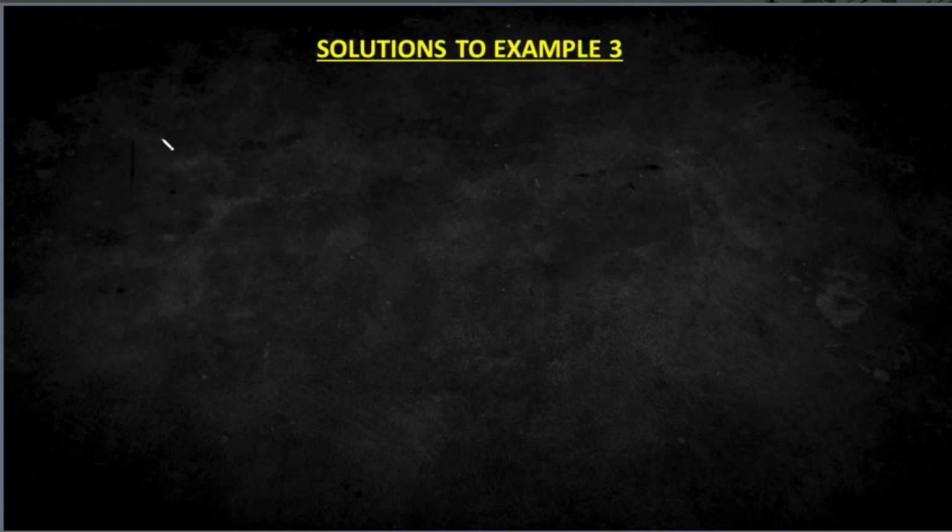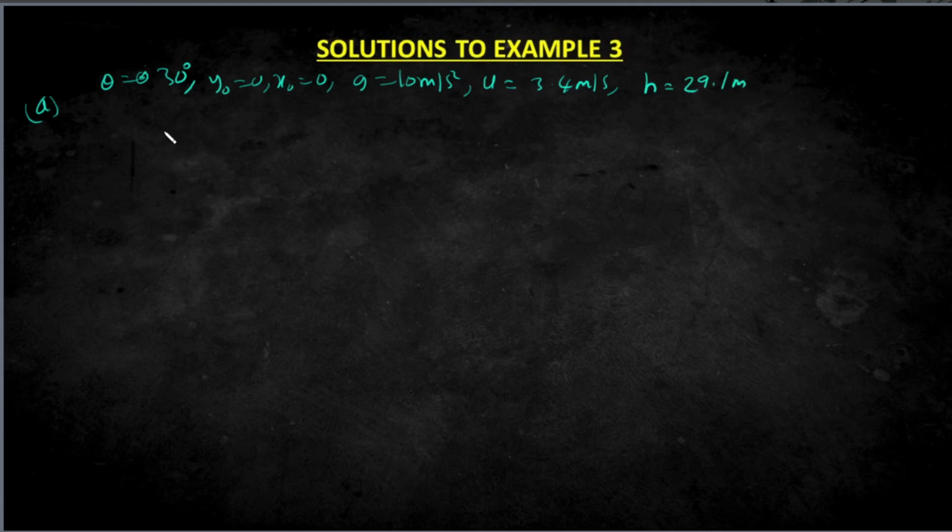So now let's start with the solution. Let's first write our question A. We are going to find the time taken to reach the ground. Before that, we know our theta is 30 degrees. Our y naught is 0, x naught is 0, g is 10 meters per second squared, and our speed u is 3.4 meters per second. Then we are given the value of height, which is 29.1 meters, and it is downward at an angle.